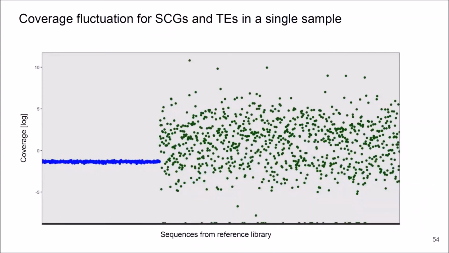This is for a single sample, the average coverage for all single copy genes marked by a blue dot each, and all transposable elements marked by a green dot each. So you can see that all the single copy genes have a very similar coverage, indicating that they are all in very similar abundance of 1, while the TEs are at very different abundances.